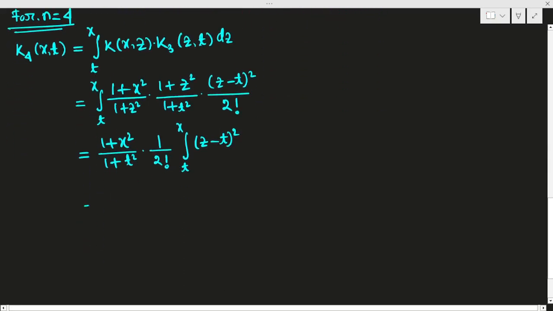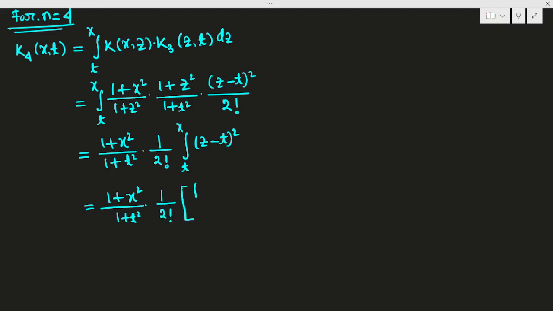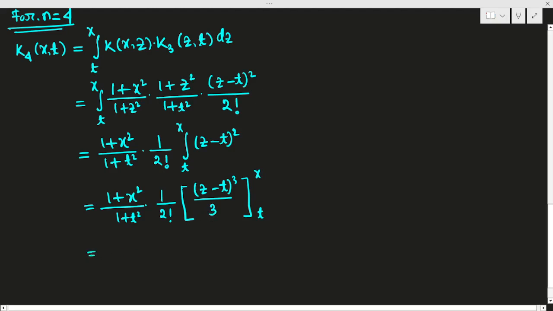Now in the same manner, here if we integrate this, we get this is same as it is, and integrating here we get (z minus t) whole cube by 3, limit up to t to x. Now see, here we can take this 3 outside the bracket and then we are putting the limits. So here 1 by 2 factorial into 3 will become 3 factorial, and putting the limits we get x minus t.